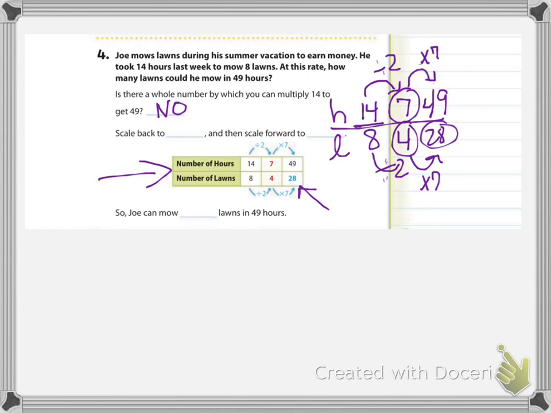So over here, you were going to scale back to, you end up dividing by 2 and multiplying by 7 there. So Joe can end up mowing 28 lawns in 49 hours. So the scaling back and scaling forward sometimes just takes a few minutes to think about, or a few, trial and error type things to make something that ends up working for you.